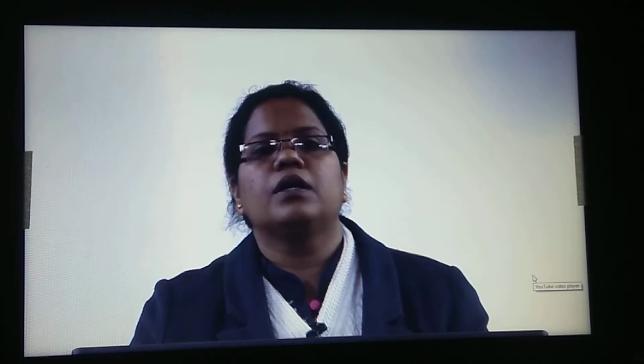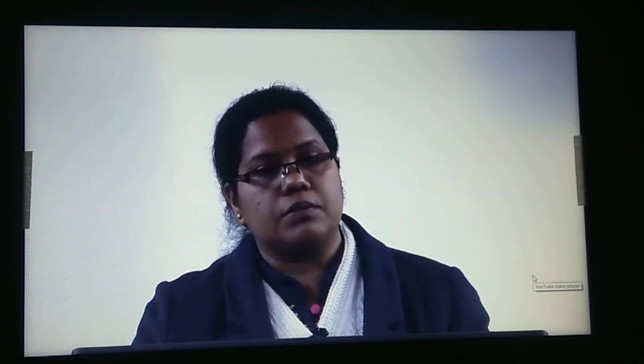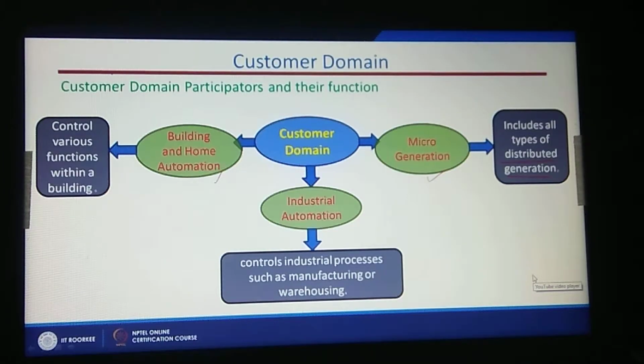So distributed generation means we have solar systems, wind systems, fuel cells, and also batteries. Those batteries are also part of the distributed generation. We'll discuss more about this in the subsequent slides or maybe in the subsequent modules. As far as the customer domain is concerned, the major parts are building and home automation, industrial automation, and micro generation. And their corresponding functions are defined here very briefly.